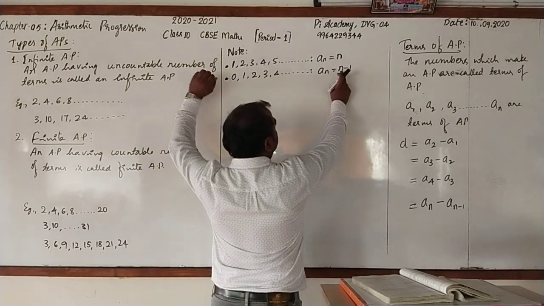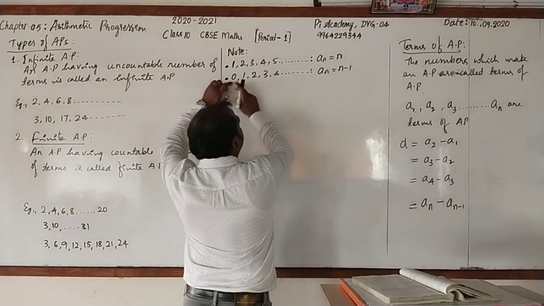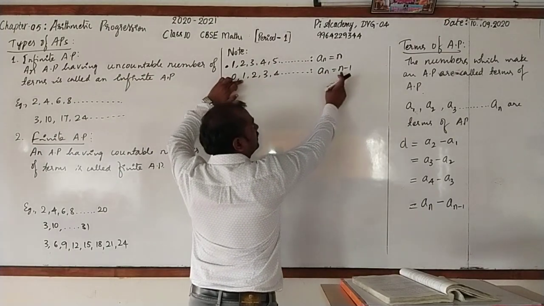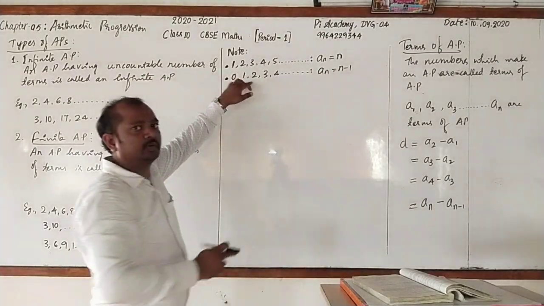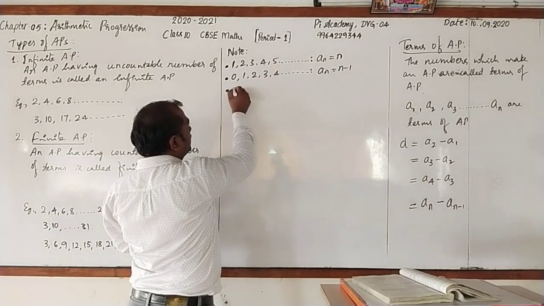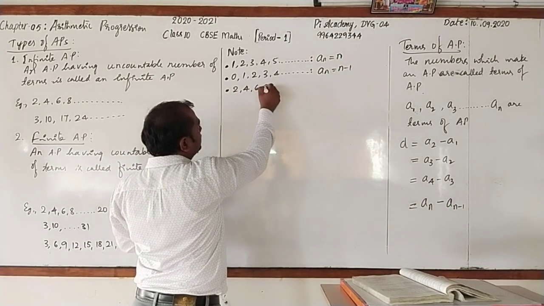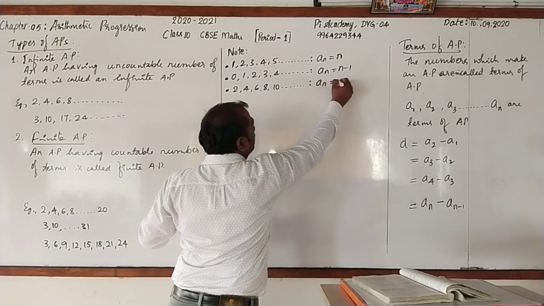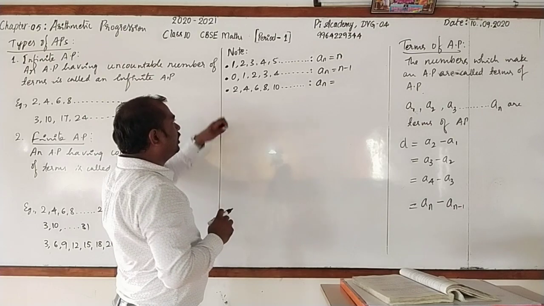When you substitute here 1 minus 1, 0, 2 minus 1, 1, 3 minus 1, 2, like that it continues. Now even, I will go for taking like this: 2, 4, 6, 8, 10 and so on. What will be the last term? How do you go for writing?